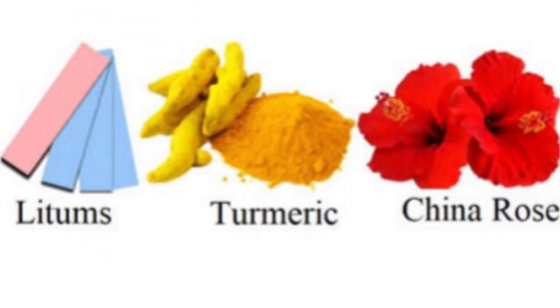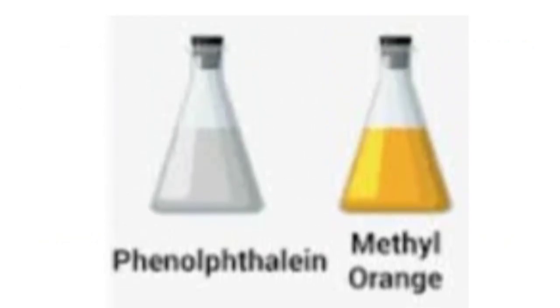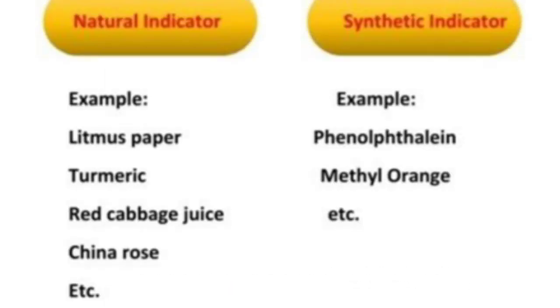The indicators are also of two types, natural indicators and synthetic indicators. Natural indicators are obtained from natural sources, that's why they are known as natural indicators, and synthetic indicators are the indicators that are synthesized by human beings in the laboratories using chemicals. That's why they are known as synthetic indicators. Among natural indicators we have litmus paper, China rose, turmeric, red cabbage, and among synthetic indicators we have phenolphthalein indicator, methyl orange.